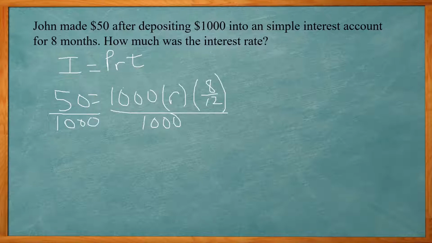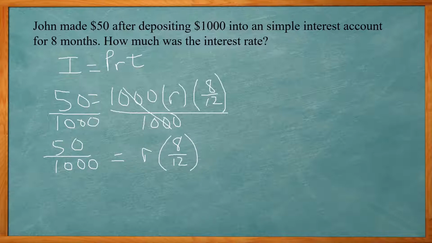So that cancels out the 1,000 here, becomes 1. So now I got 50 over 1,000 equals R times 8/12. Now to get rid of a fraction, we multiply by the reciprocal, which means just to flip it over. 8/12 becomes 12 over 8. And multiply both sides by the same thing, 12 over 8.